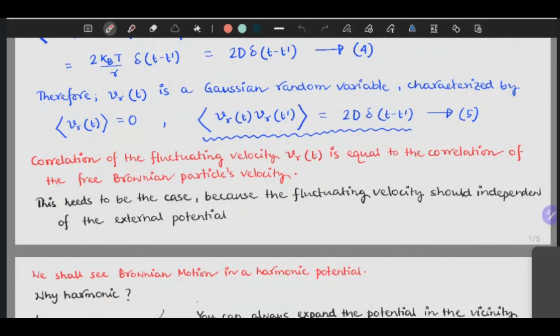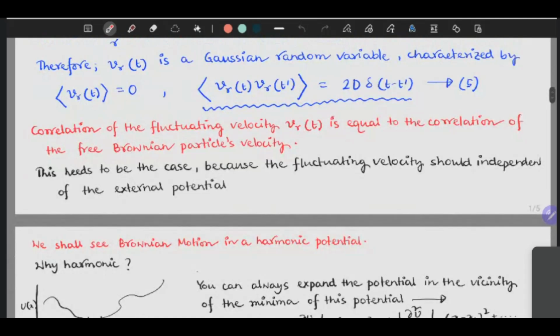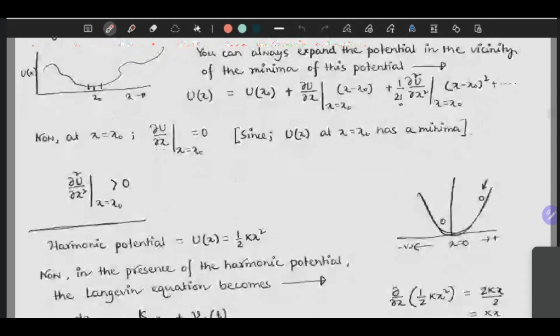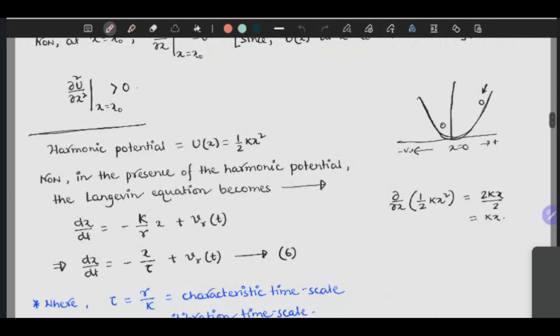And this needs to be the case because the fluctuating velocity is independent of the external potential, right? Now we have considered the harmonic potential, because any irregular form of potential can be thought of as a harmonic potential around its minima, which can be obtained from the Taylor expansion. So now if we write these Langevin equations in the presence of a harmonic potential, then it boils down to this.